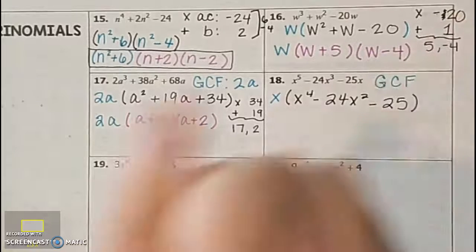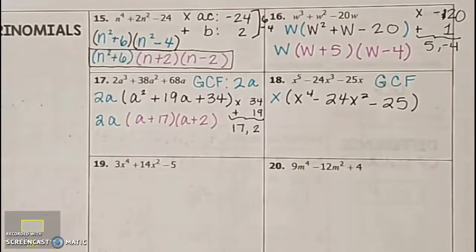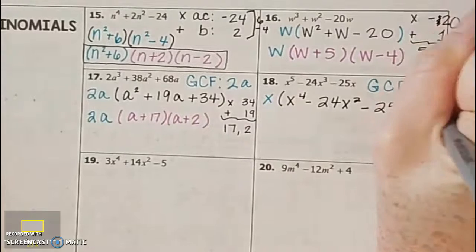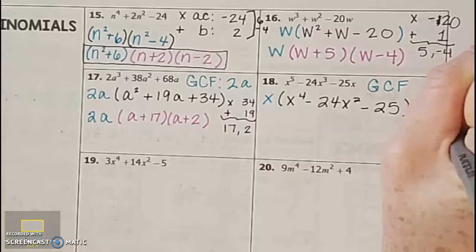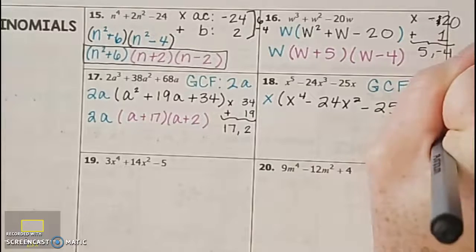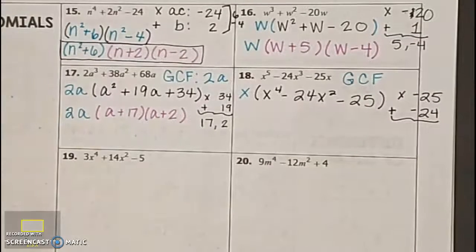You notice this is a quartic, so we're going to want to factor it in such a way that when we multiply it back through, we will get x to the 4th instead of x squared. Okay, so again, it's going to be the exact same thing, except instead of x and x, we're going to have x squared and x squared. So we want to ask ourselves what multiplies to give us a times c, which is negative 25, and what adds to give us negative 24.